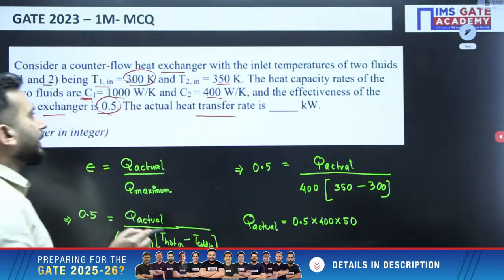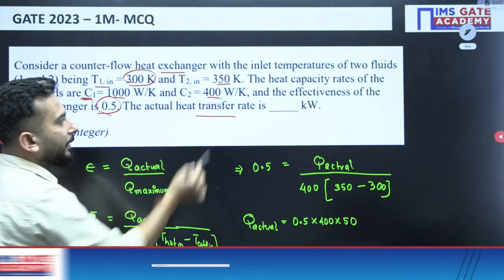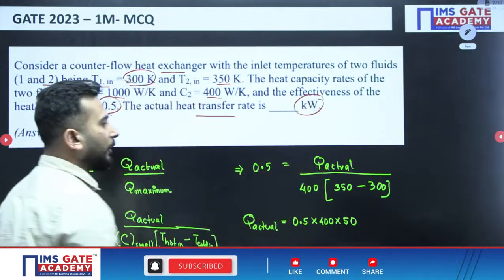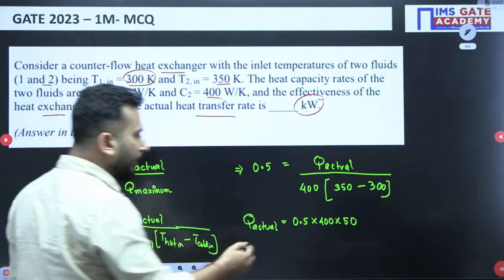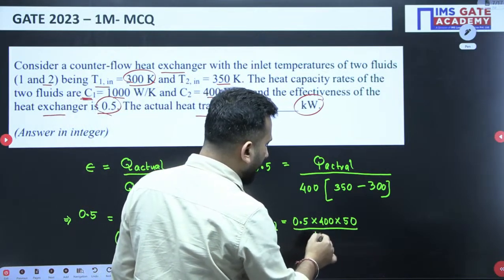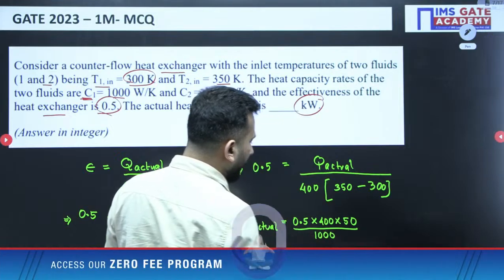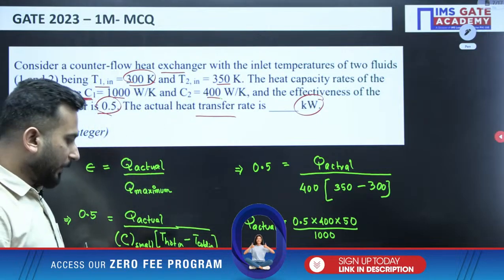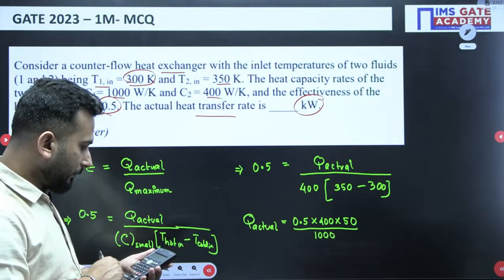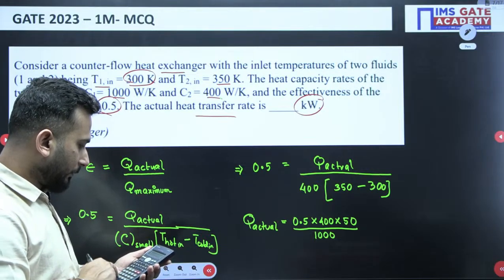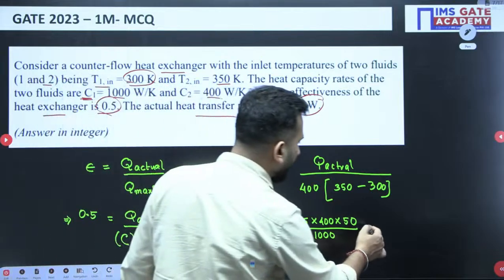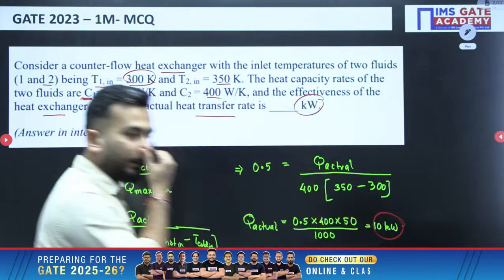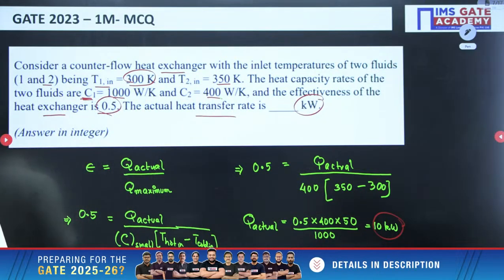And one thing, this heat capacity is given in terms of watt per Kelvin, but the final answer he is asking in terms of kilowatt. So I will just divide it by 1000 to make it kilowatt. So if I substitute the values, we are getting 10 kilowatt.